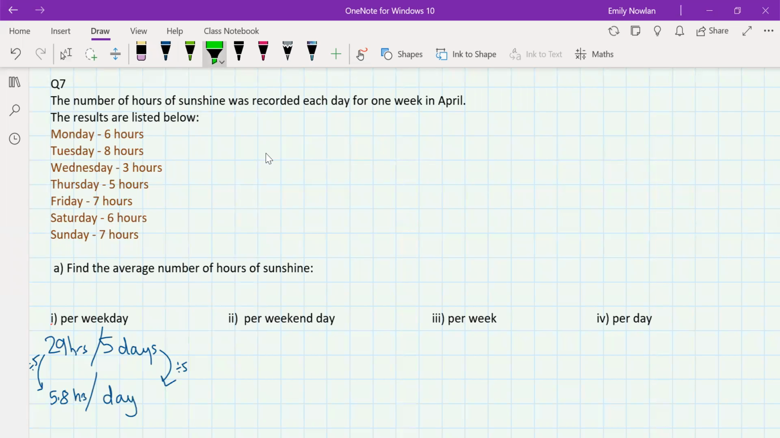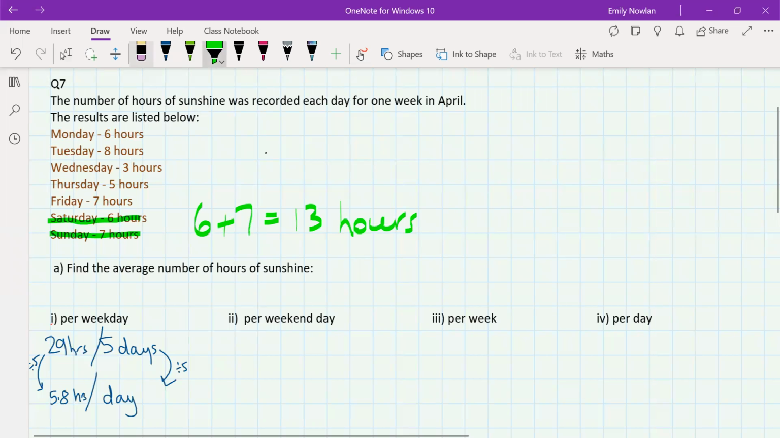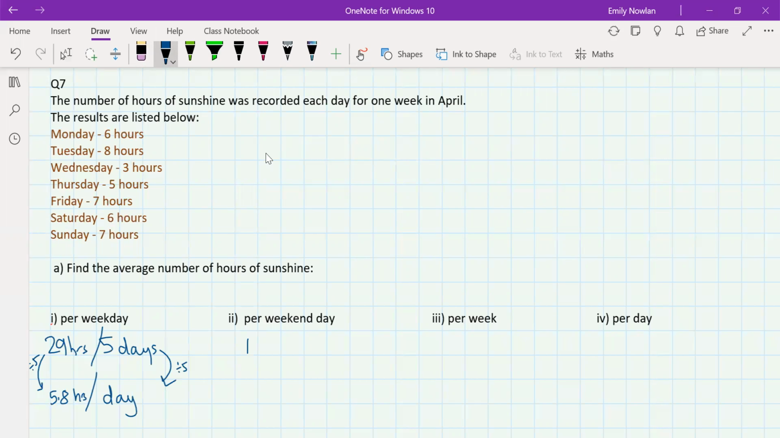What about the weekend? Well, the weekend is these 2 days. So we only have 6 plus 7, which is 13 hours for the weekend. So we only need to consider 13 hours in 2 days, because that's the weekend. We want it again to go back to 1 day. So 2 days to 1 day, I'd divide by 2. We need to divide by 2 there. So 13 hours becomes 6.5 hours per day.